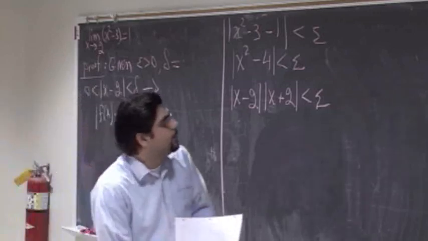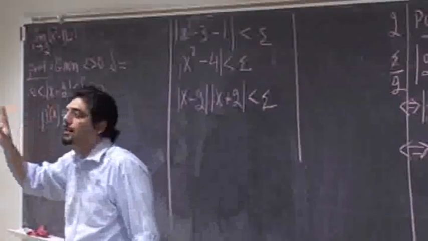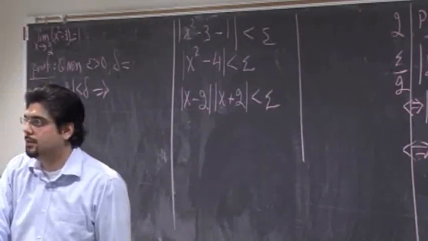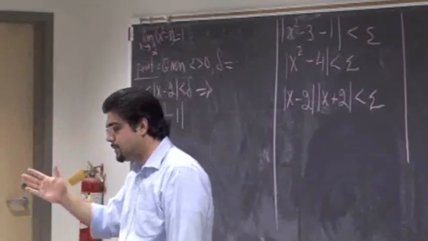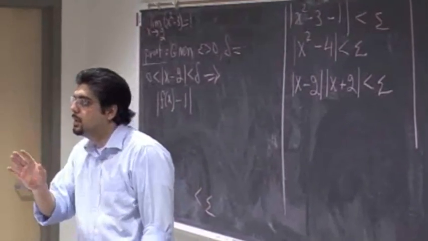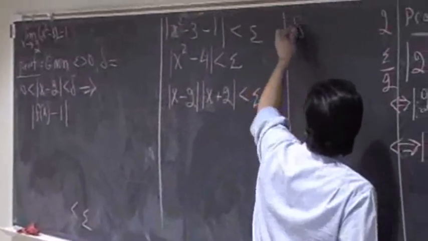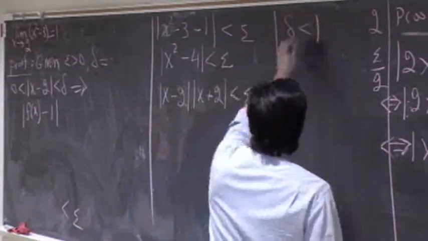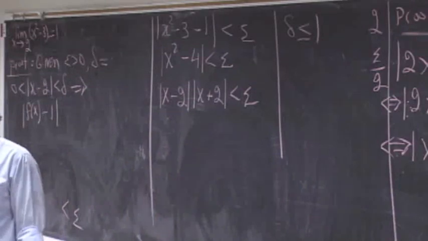Here's something to think about. Our goal is to find delta. There is no correct delta. There are deltas that work, there are deltas that don't work. We just have to find one. The definition says, given any epsilon, there exists a delta. It's going to be one or more. For simplicity, there's nothing wrong with assuming that delta is less than or equal to 1.